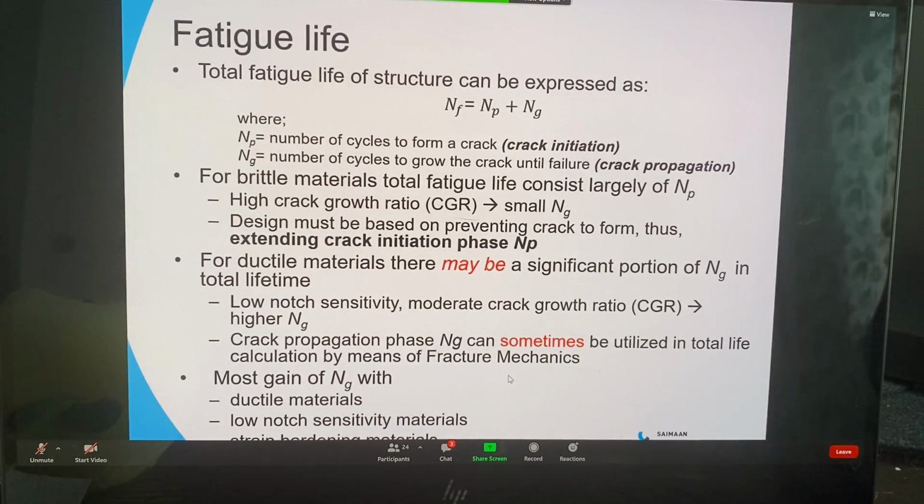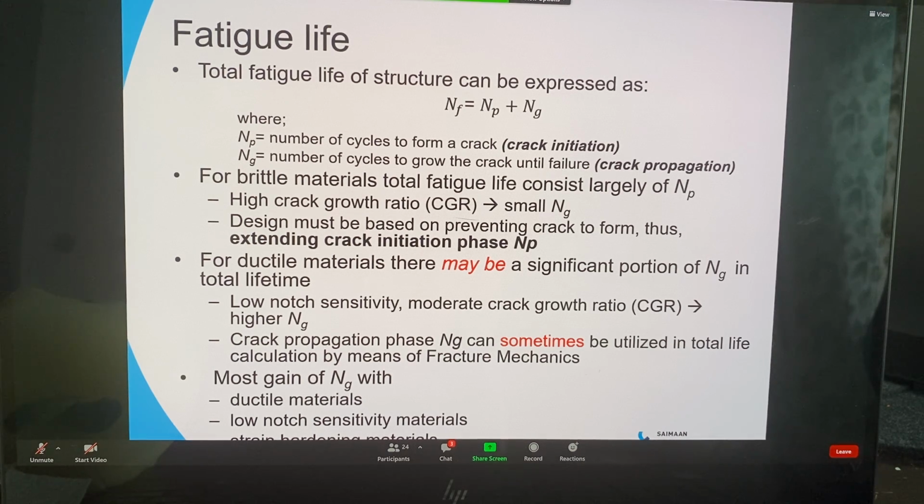But what does it mean that it can sometimes be utilized? It means that there could be some conditions that prevent us from using the crack propagation phase. And another thing is that if you utilize that, you always have to use fracture mechanics. If you don't know how to use it, then you don't apply it. But there's basically a possibility that if there are no other effects that might speed up the crack propagation, there could be a chance that you could utilize the crack growing phase also.